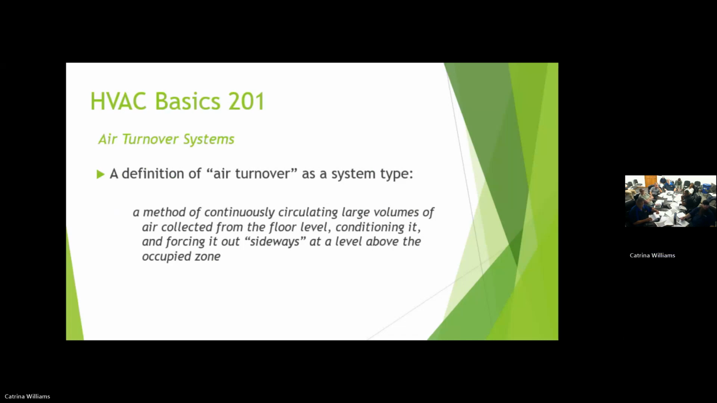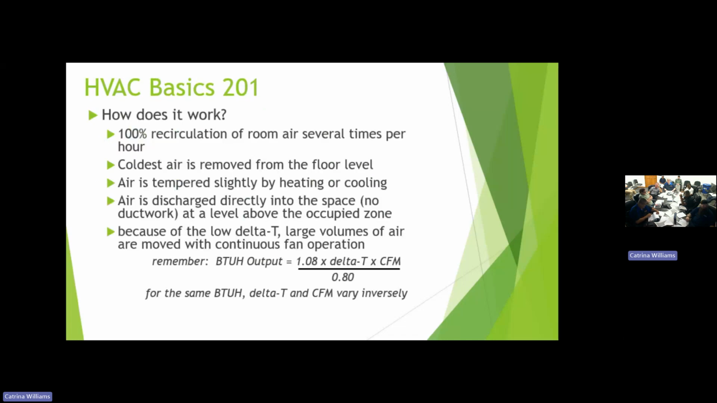Here's one of the more popular units here in Dallas, at least I'm assuming it still is. The method is continuously circulating large volumes of air, but at the floor level we condition it and force it out sideways at a level above the occupied zone. So, graphic here, almost yet, we'll get to it. It's typically 100% circulation of room air several times per hour. That's what we need to apply.